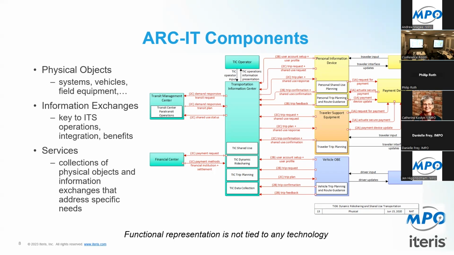We don't generally put the human elements into the regional architecture because it complicates things and it doesn't necessarily add to what we're doing, but you can reference that through the national ITS architecture. So these are the building blocks: physical objects, the information exchanges, and the services. That's what we use to build the architecture, what you have in the Indianapolis architecture right now.